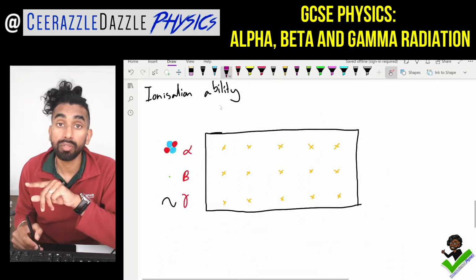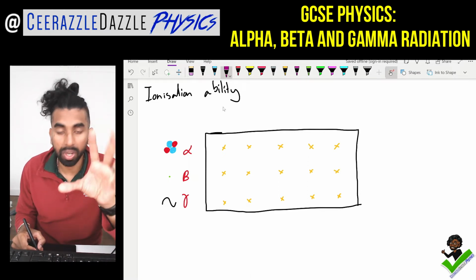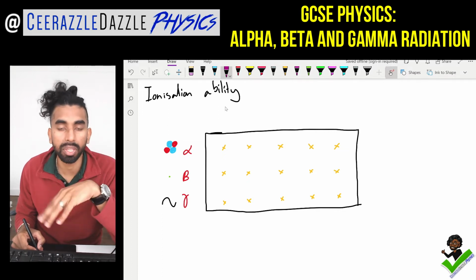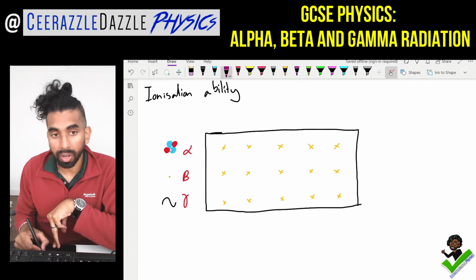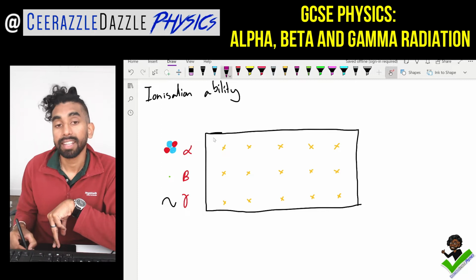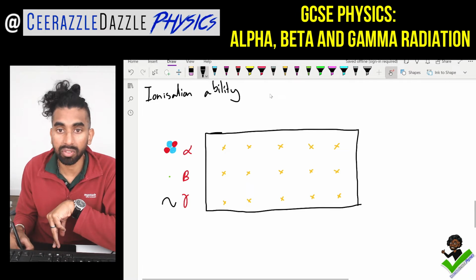Right, so last of all is the ionization ability. I could just tell you very quickly which one is the most ionizing, but I always like to explain it. If you don't want to hear it, then fine, just forward the video on. So alpha, we know it's got two protons and two neutrons. Beta, a single electron, and gamma is just a wave here. Now imagine this is like a box, and it's got loads of electrons. Each of these are electrons over here.